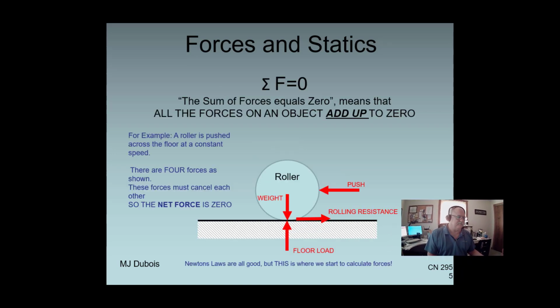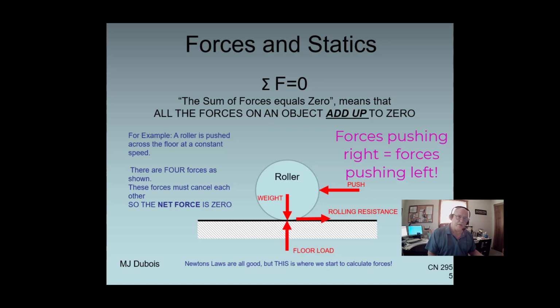Here's an example. I've got a roller. It's sitting on the floor. Okay. Here we go. There's weight that's pushing down on the floor. Weight is a special kind of force that we'll talk about in the next video. And the floor is pushing back on the roller. At the same time, if I push the roller and it moves with a constant speed, there's force required to push the roller, but then there's also rolling resistance.